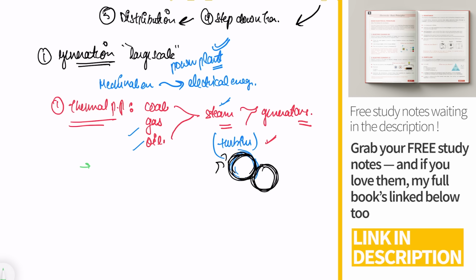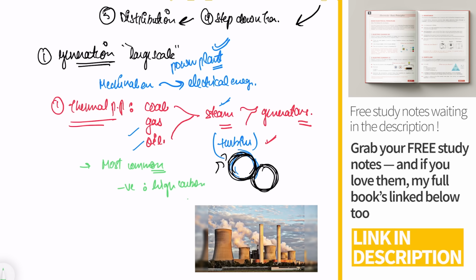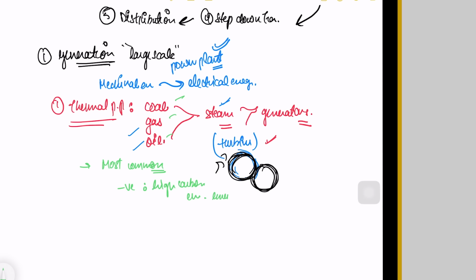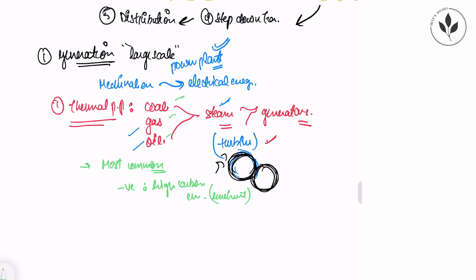This is the type of power plant that is most common globally, but its negative point is that it has very high carbon emission, because when we are burning coal, gas or oil, it will obviously produce gas pollution and it will harm our environment.